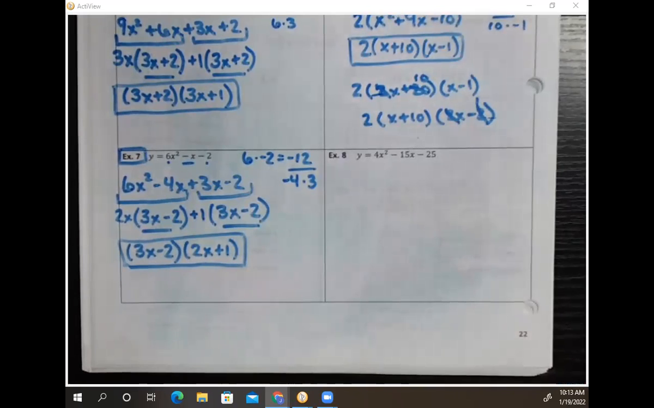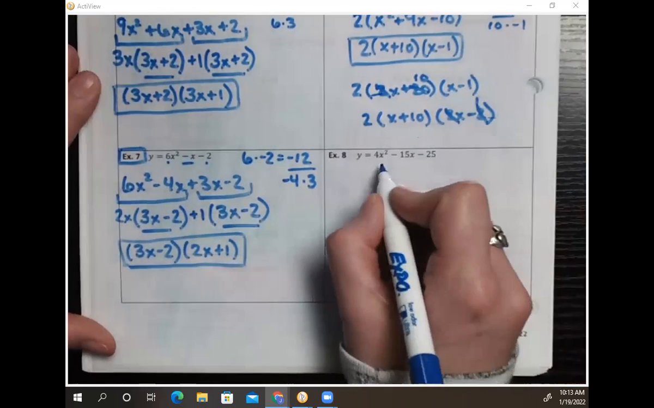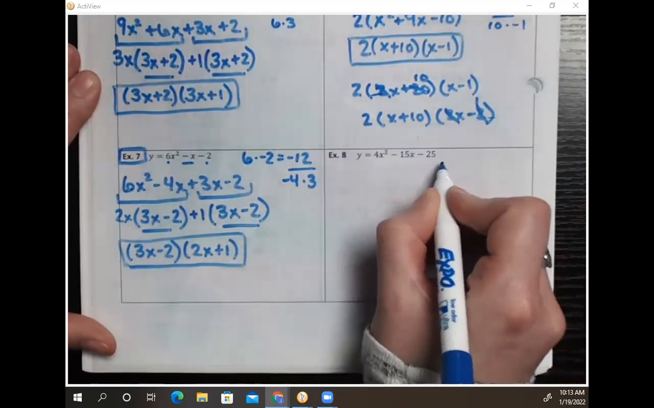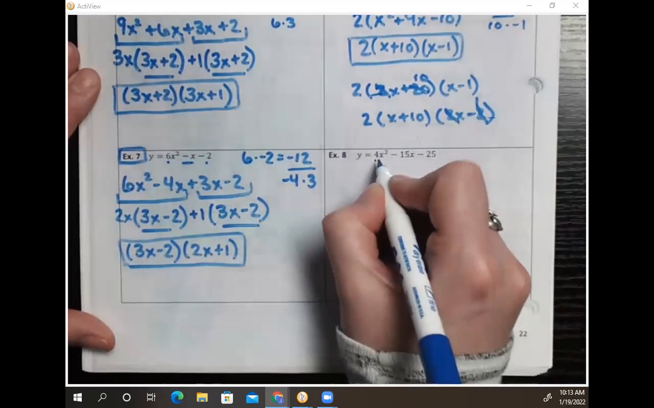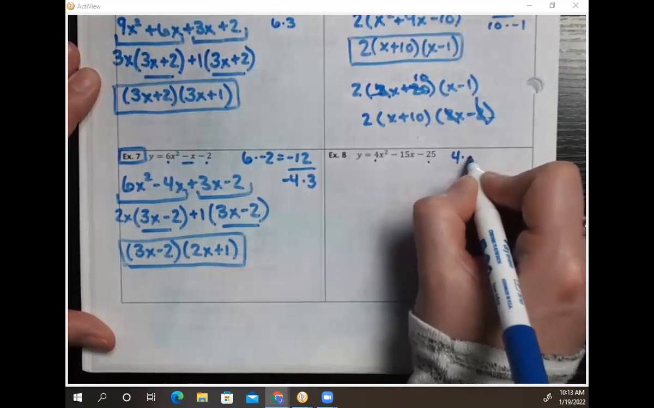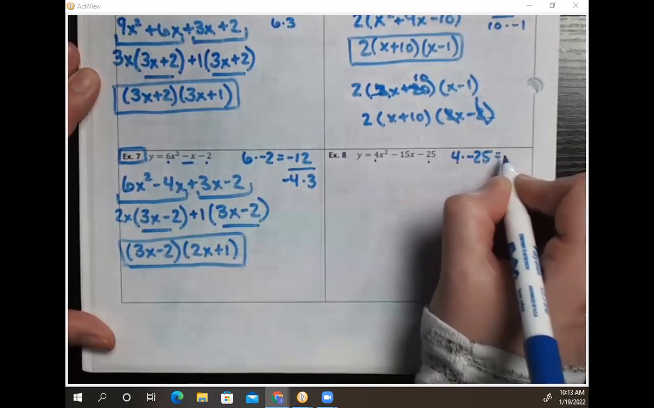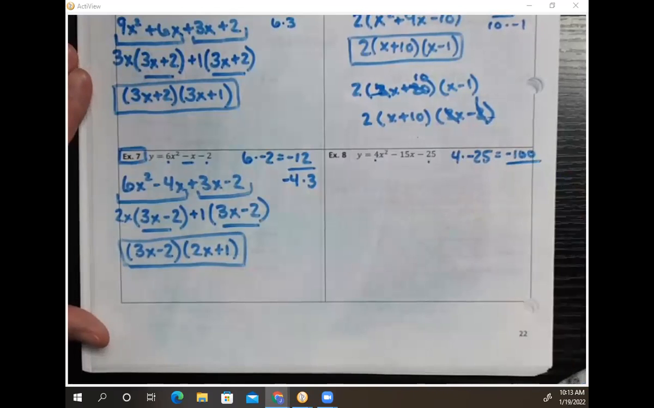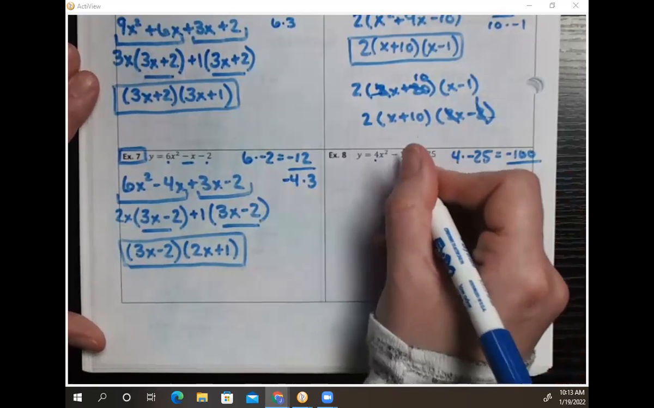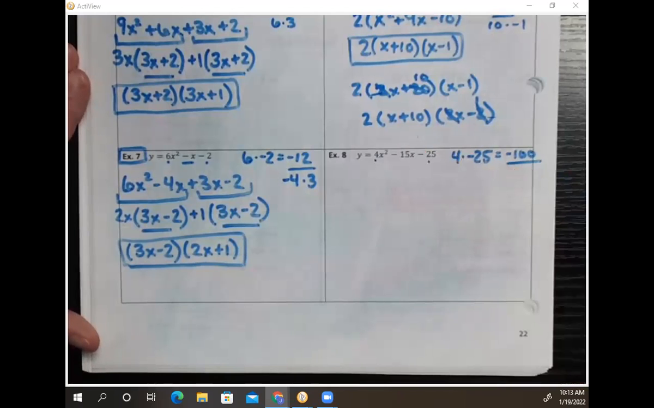Okay, let's take a look at our last example together. Do I have a GCF I can pull out at the beginning? Are all these numbers evenly divisible by the same thing? No. So we're going to have to use AC method here. So 4 times negative 25, that would give me negative 100. Our biggest number yet here. And I want factors of negative 100 that add to negative 15.